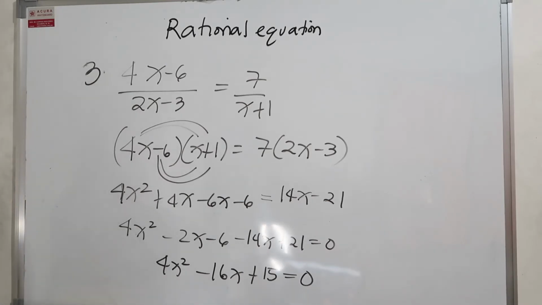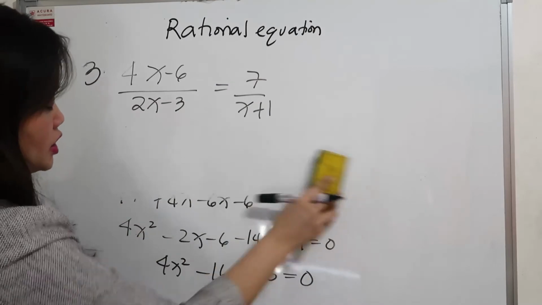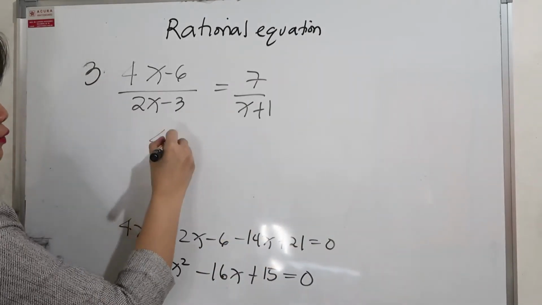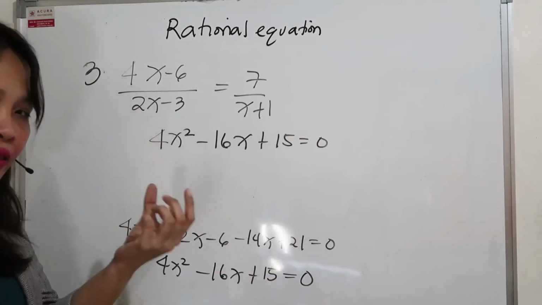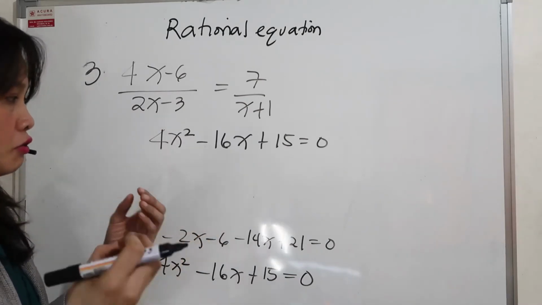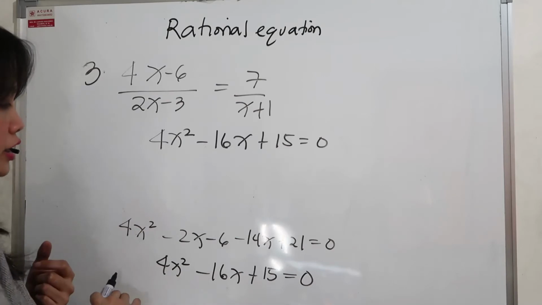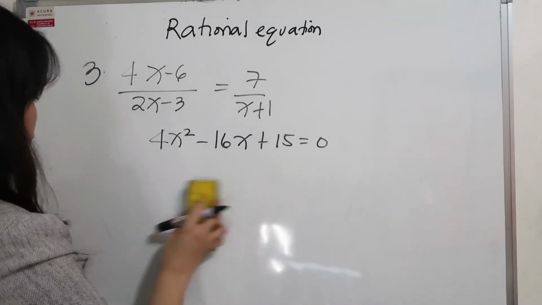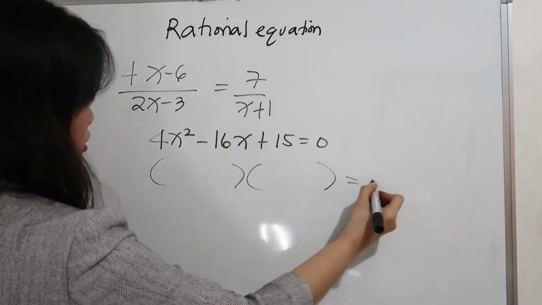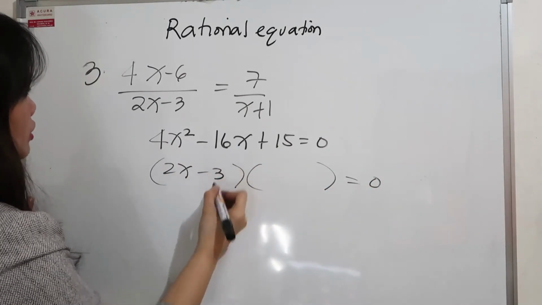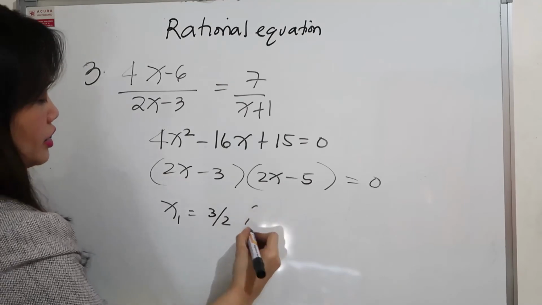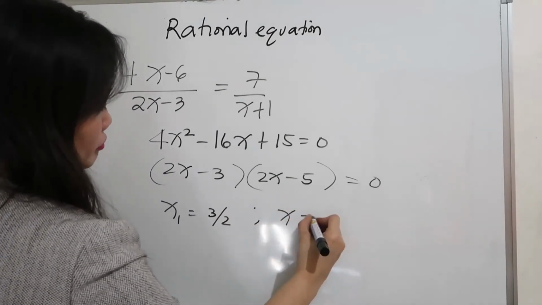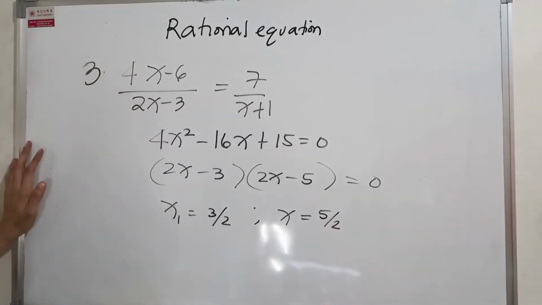4x squared minus 16x plus 15 equals 0. What's next? We need to get the possible factors, if this is factorable. Since the given is a quadratic equation, you can solve it using the quadratic formula or by factoring. So in this particular example, is it factorable? Yes. If it is factorable, give me the factors. So what are the possible factors? 2x minus 3 and 2x minus 5. So the first value of x is 3 halves, and the second value is 5 halves.